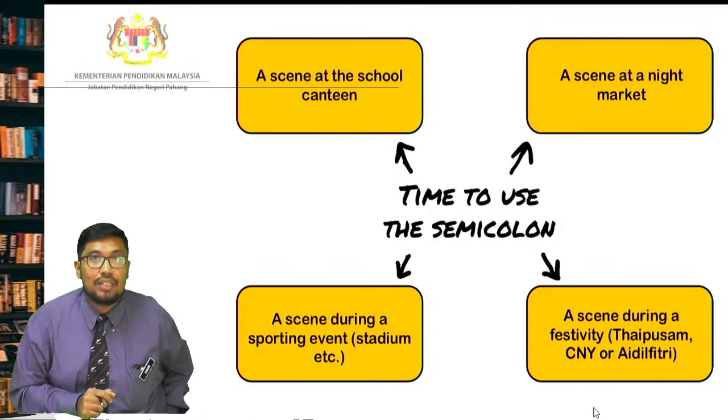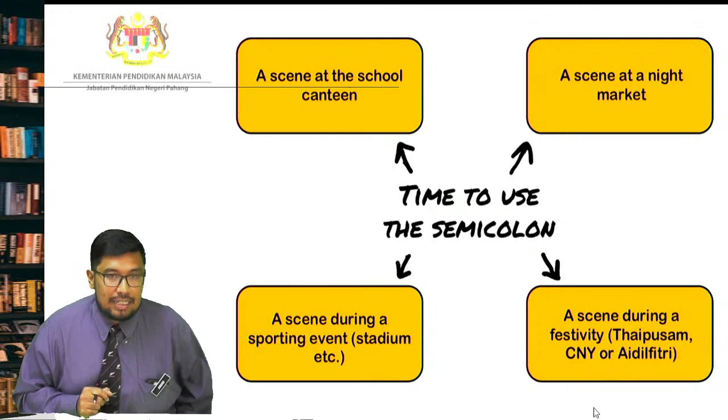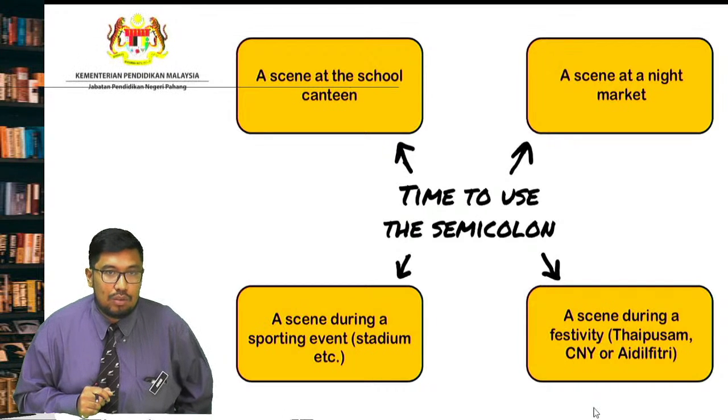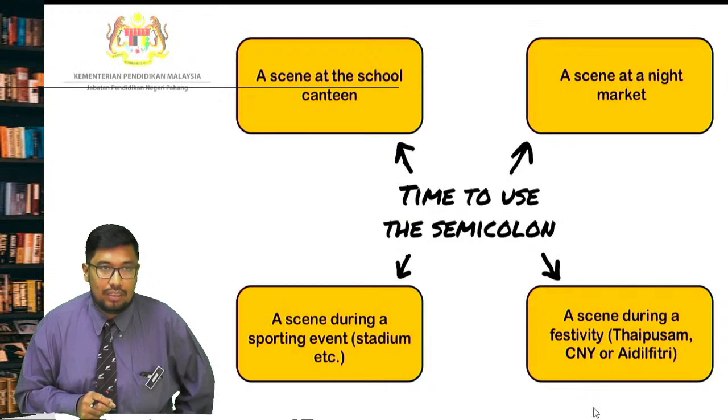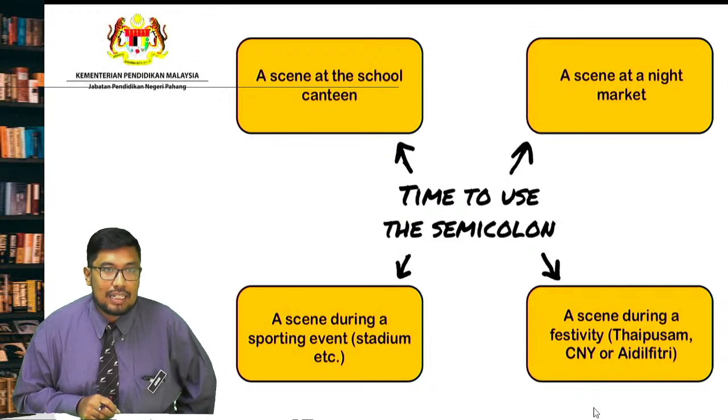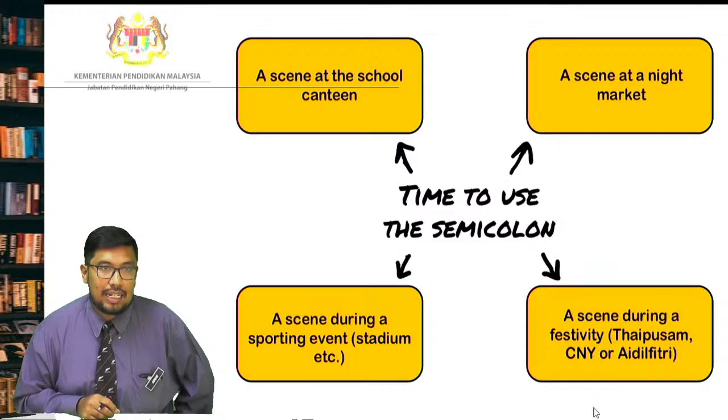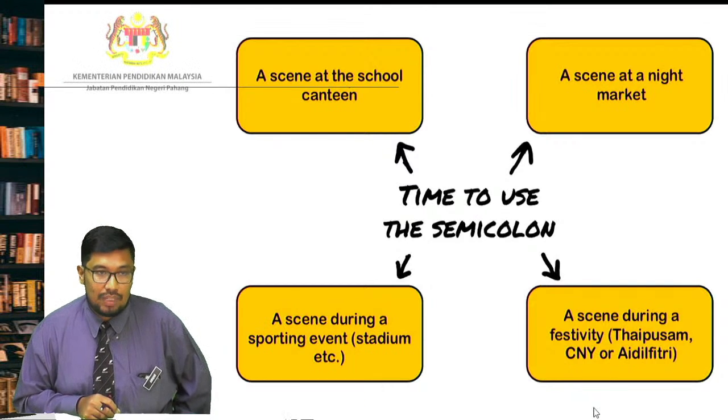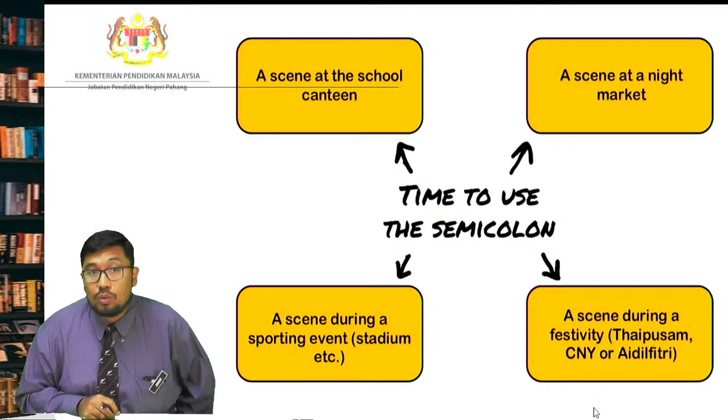Before we end our session for today, these are the practices that you can do on your own. If you have time after our session, you can write a sentence using semicolons to describe a scene at the school canteen. That's one scene for you. You can also write a scene at a night market. Next, you can write a scene during a sporting event, something happening at the stadium, or maybe describe a scene during your school sports day.